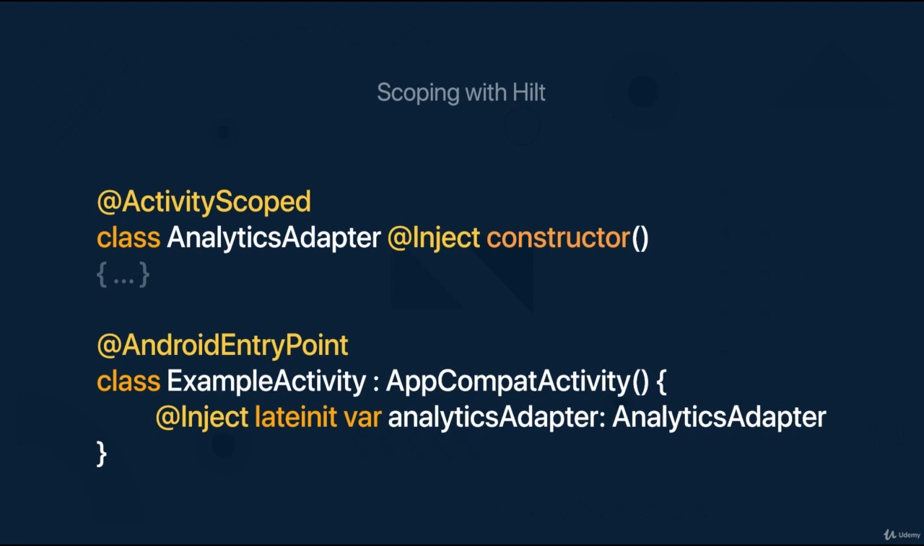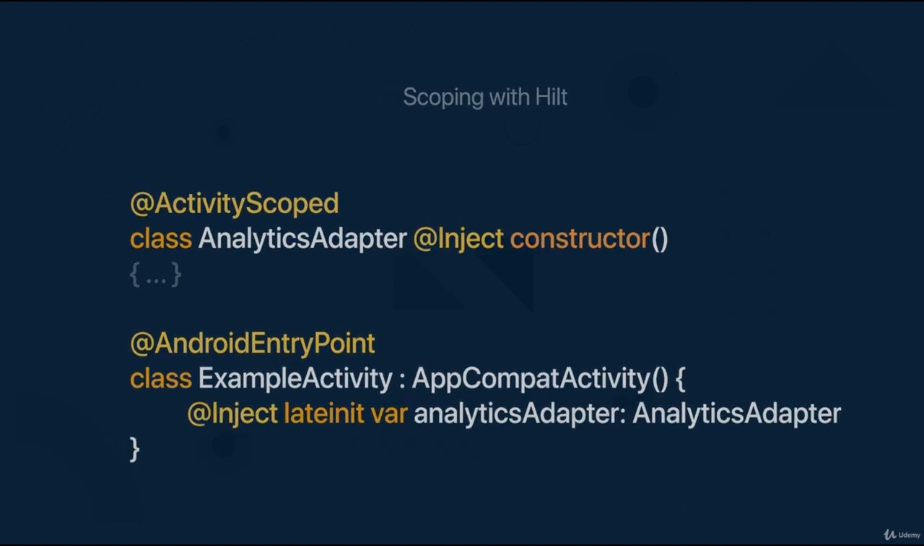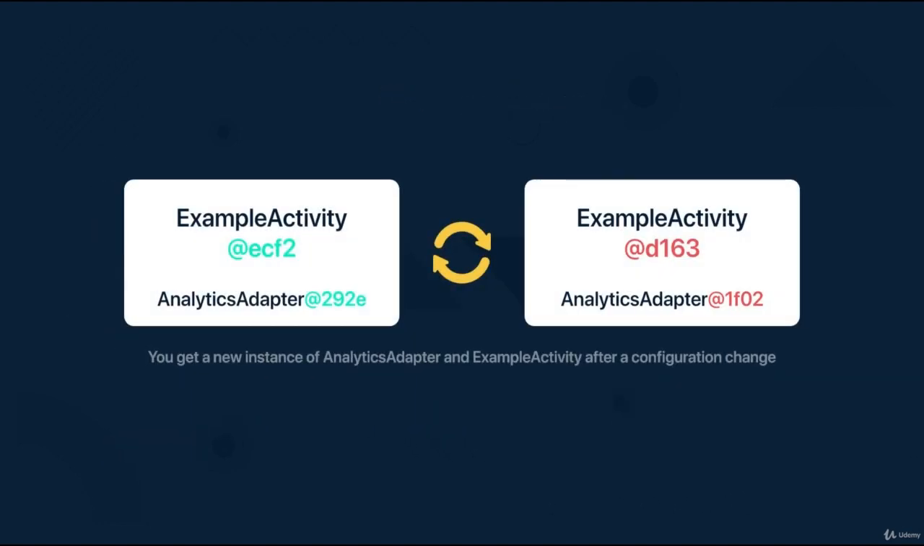Now our analytics adapter has this activity scoped annotation. This is basically the same example as before, but this time we are using a dependency injection library to actually scope our analytics adapter. Every time example activity is created, it will hold a new instance of the activity component dependency injection container that will provide the same instance of analytics adapter to dependencies below it in the component hierarchy until the activity is destroyed, of course. So every time there is a configuration change, you will get a new instance of analytics adapter.